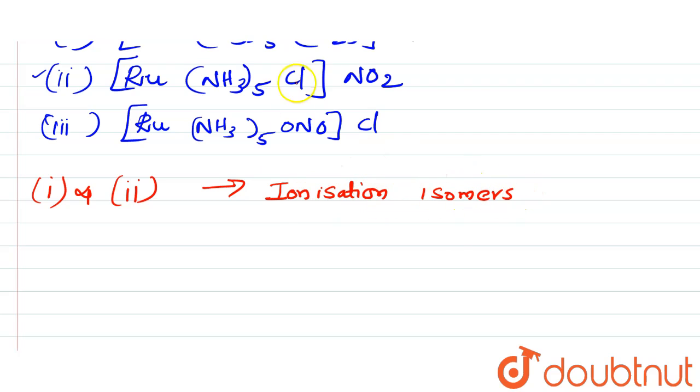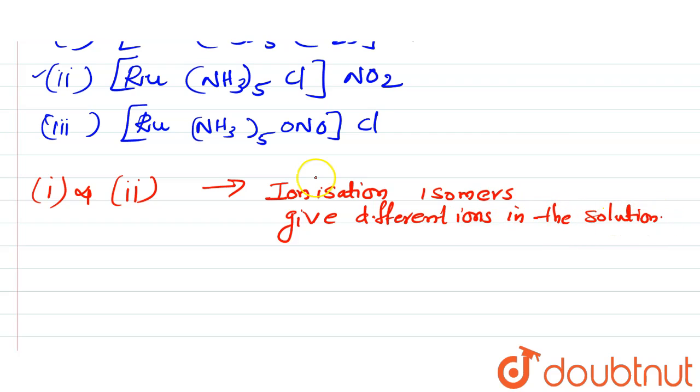Ionization isomers means these compounds have same molecular formula but give different ions in solution. This phenomenon is called ionization isomerism. And mainly ionization isomerism arises due to the exchange of groups between the inside and outside of coordination sphere.